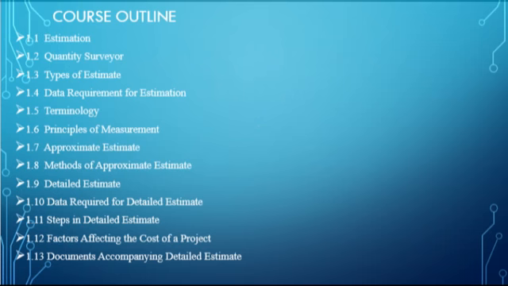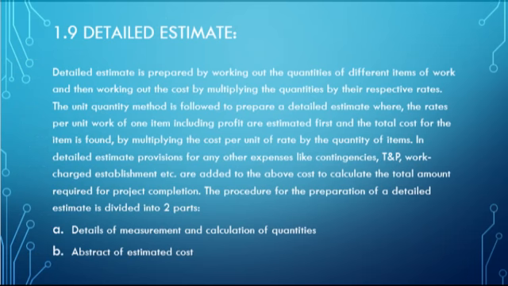So that is Unit 1. We almost covered up to the approximate estimate. Today we covered the detailed estimate, data required for the detailed estimate, steps in a detailed estimate, factors affecting the cost of the project, and what documents you require. In the case of the approximate estimate, that is the preliminary estimate which is required for sanctioning of any project. Now today we start the detailed estimate.